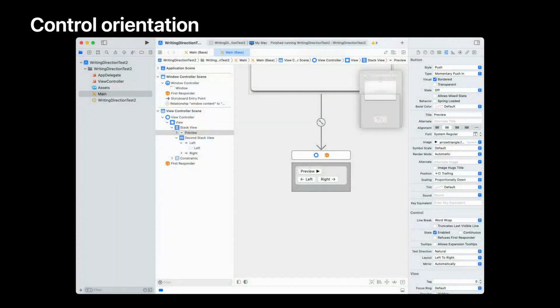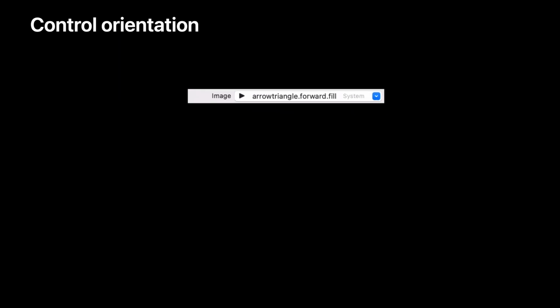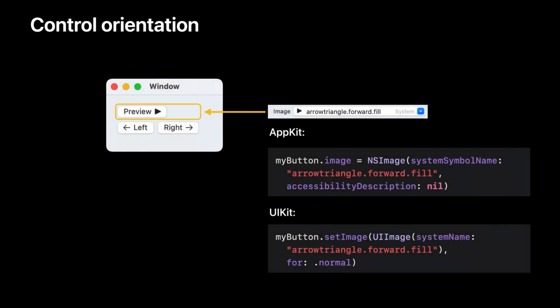If you're working in AppKit or UIKit, this works the same way. Here's my app in Xcode Storyboard Editor with the Preview button selected. You control the button's icon with the image control in the Attributes Inspector. And in code, you set this with the button's image property, and it works basically the same way in both AppKit and UIKit.